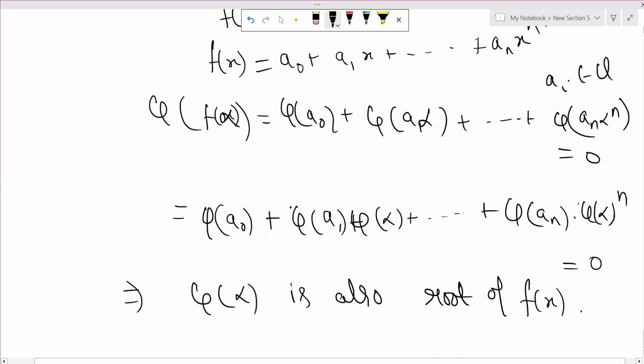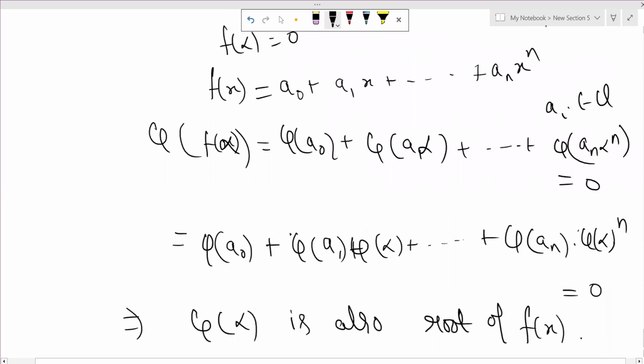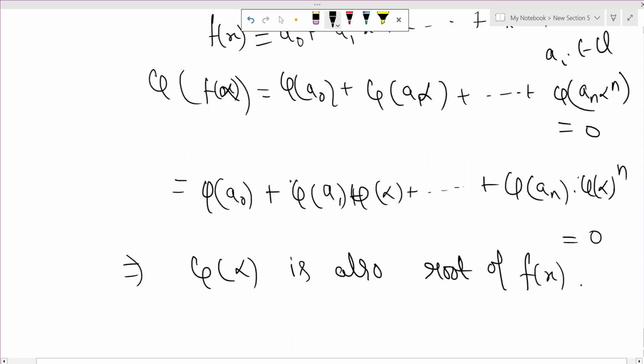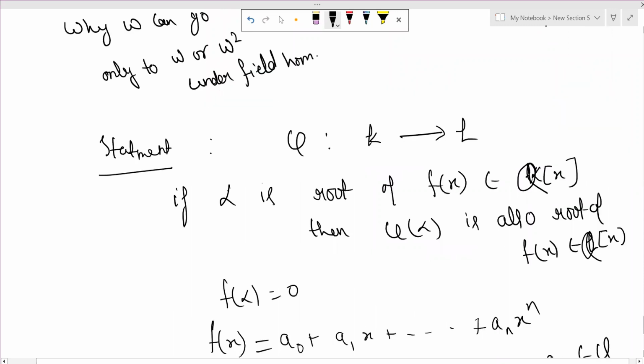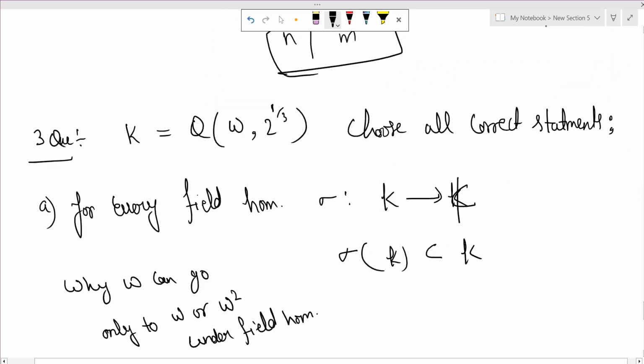f(x) is the polynomial a0 plus a1x plus up to anx to the power n. Since Q is fixed under this field homomorphism, phi of a0 is a0, phi of a1 is a1, and phi of an is an. So this is the same polynomial, and phi(alpha) is a root of the same polynomial f(x). Applying this here, omega can go only to a root of its minimal polynomial.